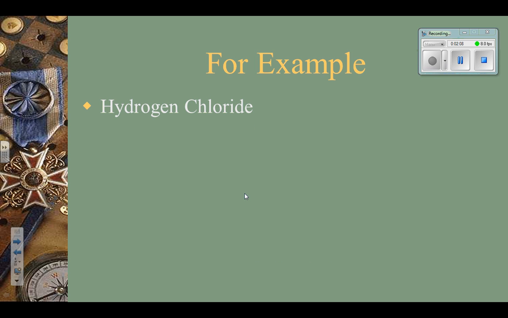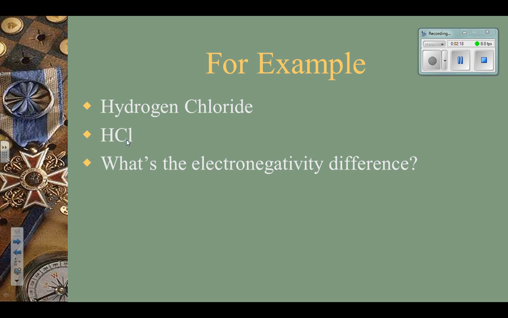For example, here's hydrogen chloride, HCl. If you look up the electronegativity values for hydrogen and chlorine, you'll see that chlorine has a higher electronegativity value than hydrogen. Chlorine pulls electrons more closely, so we could add it up, and we'd find that it is, in fact, covalent, but chlorine pulls harder. So the kind of bond would be a polar covalent bond.